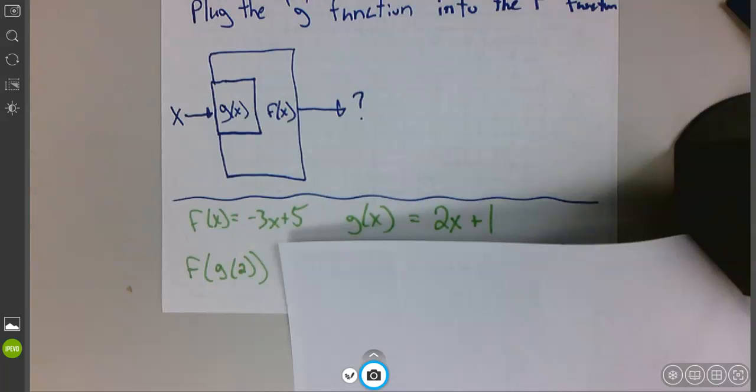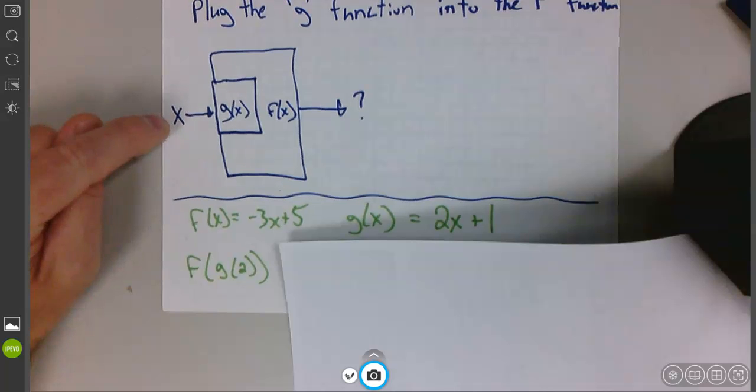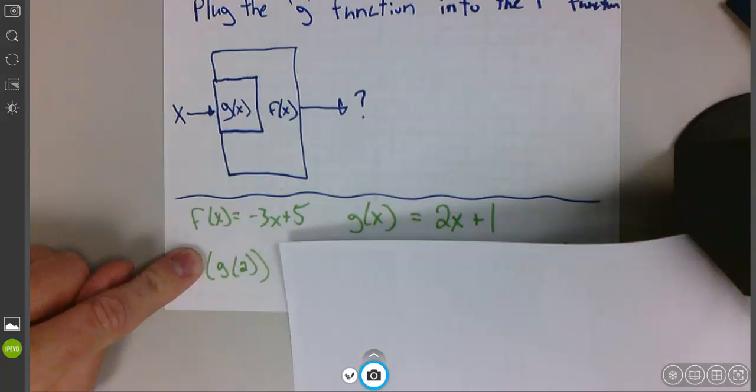All right, we're back. The hint here, when we're doing actual values like this, we're going to start with the innermost function. Remember my vending machine, we started by plugging our input into the g of x function. So that's what we're going to do here. I'm going to ignore this. I'm just going to figure out what g of 2 is. I'm not even going to use the f function.